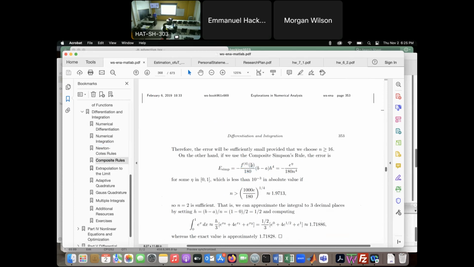So this is one use of error formulas, is that you get an idea of how much computational expense you need to incur to get the accuracy that you're looking for. And that's why we spend so much time on error analysis.